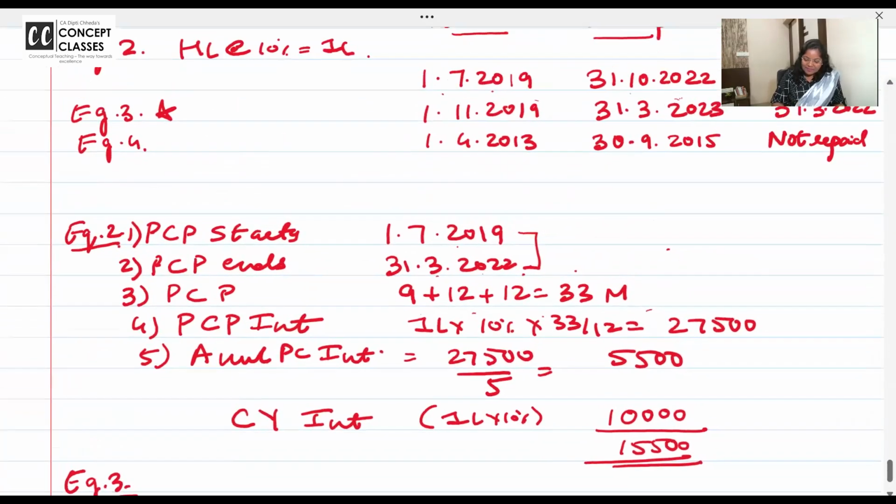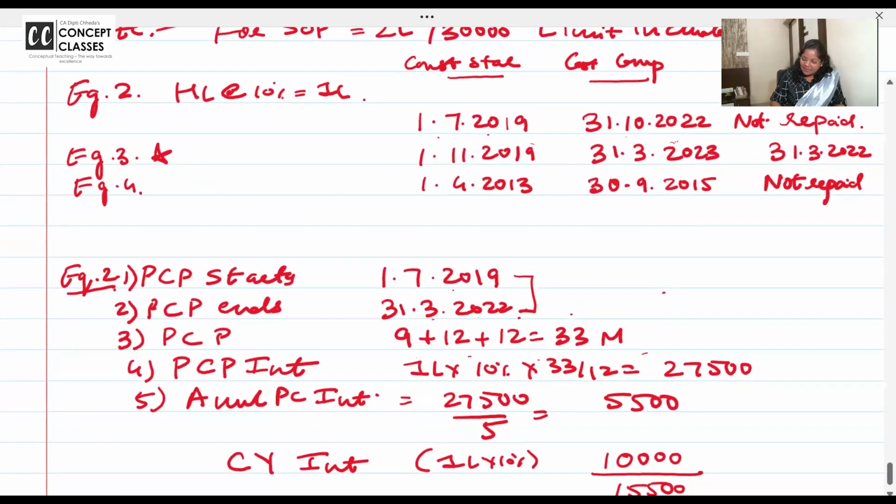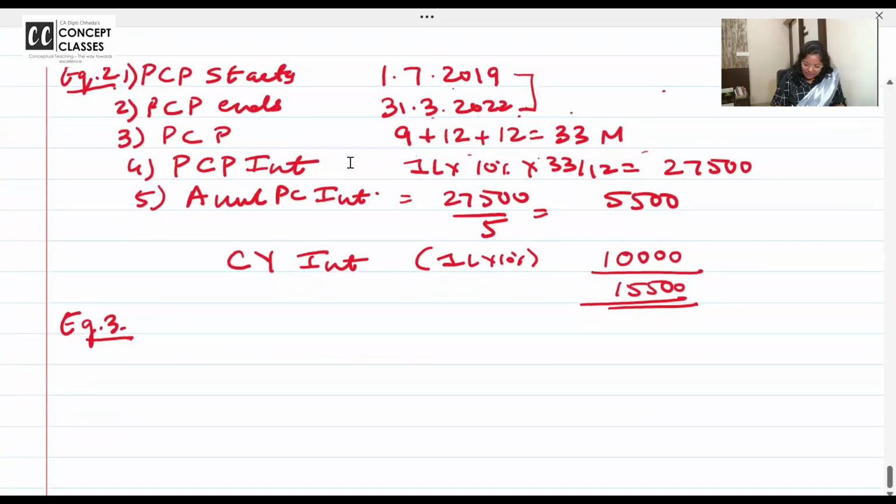Example 3. हाँ, ये तो और अच्छा है ना, खुद से करो ना. अच्छा, and we are doing it for previous year 24-25.